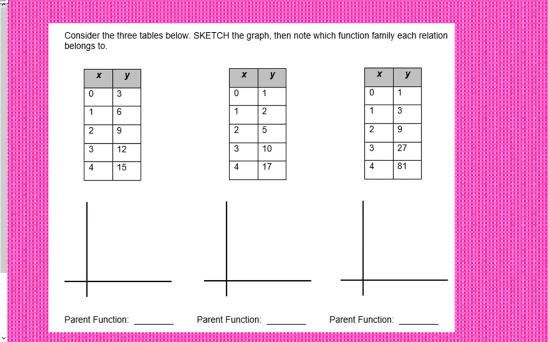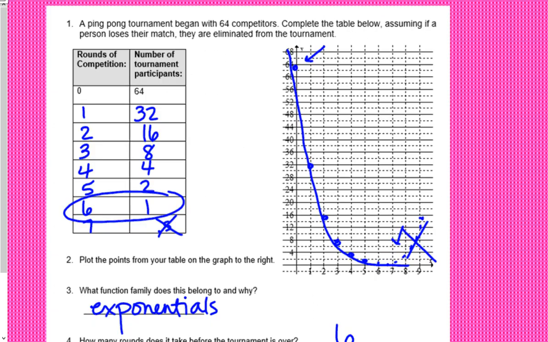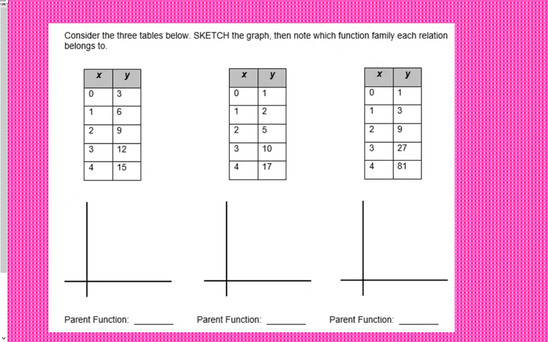Now, going back to the fact that this kind of looks like a quadratic, let's explore why it's not. So we're going to sketch these graphs from these tables and then note what the function is. So 0, 3, 1, 6, 2, 9. Again, I'm just sketching. There's those points. Well, that is a linear function. So the parent function would be y equals x. And again, I can further tell that by looking at my table. This is plus 3, plus 3, plus 3, plus 3. That's a common difference. It's a slope of 3.